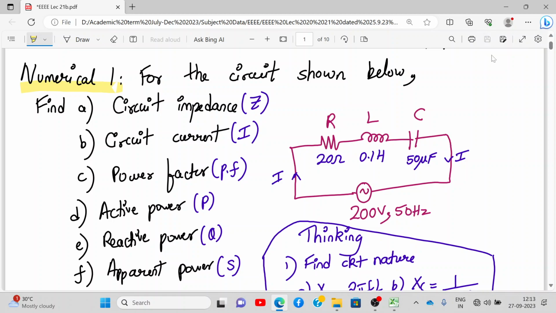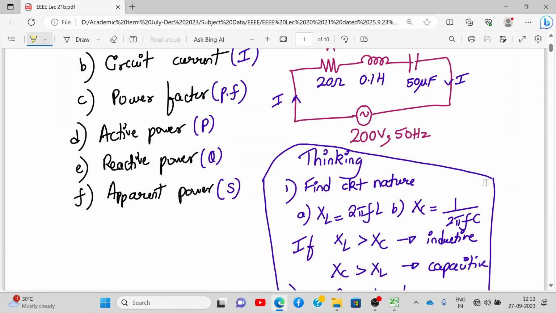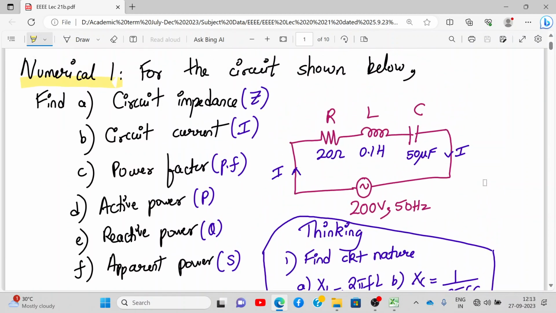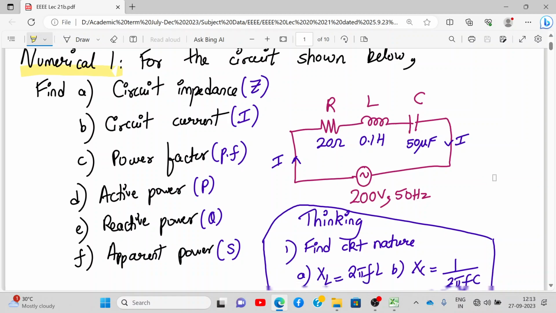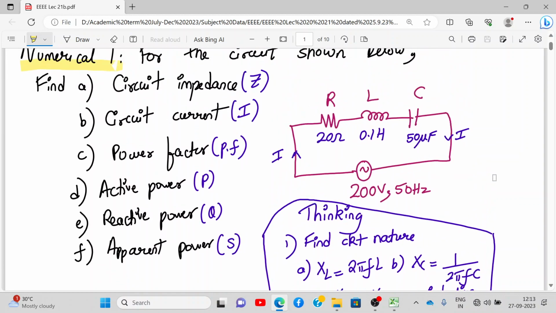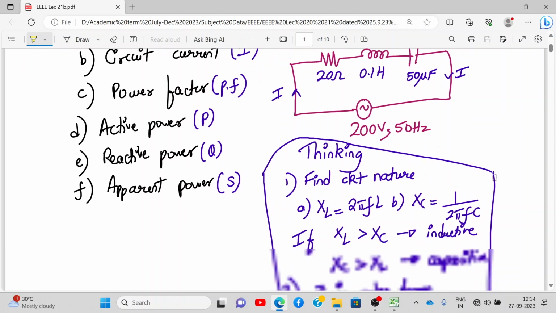Okay, so already you have written the statement, right? You have to directly start with a numerical and revise. RLC values are given. We need to find circuit impedance Z, circuit current I, power factor, active, reactive, and apparent power. So first of all, we have to find the circuit nature. So you will say it is an RLC circuit, and whether it is capacitive or inductive. So let's start writing.